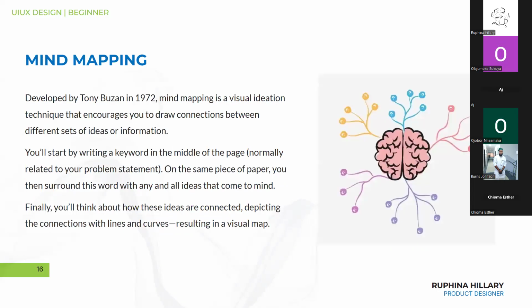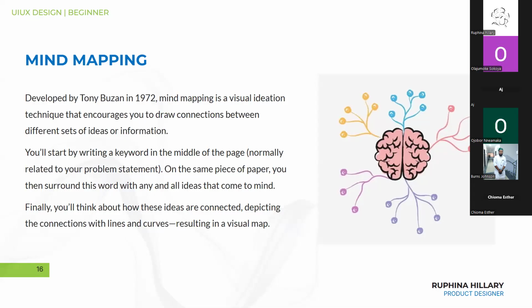Then another one is mind mapping. Mind mapping is a visual ideation technique that encourages you to draw connections between different sets of ideas or information. So mind mapping is basically creating a map of your ideas. Let's say you have identified a problem and you have seen a key factor contributing to that problem or a key theme in that problem.